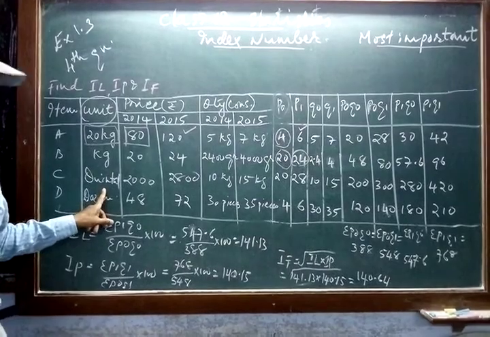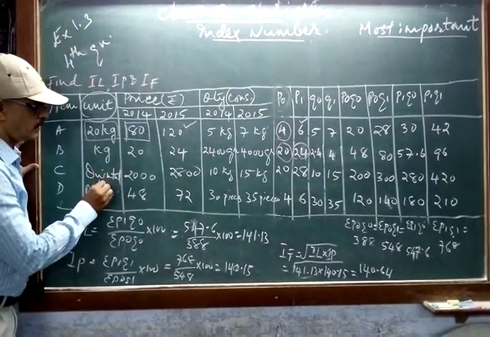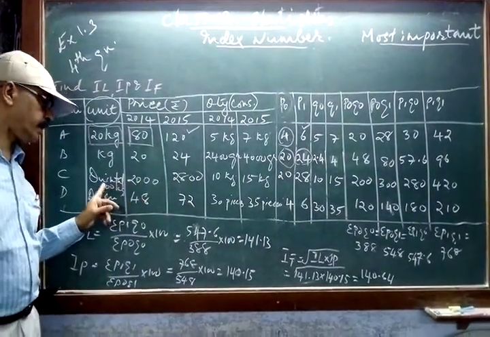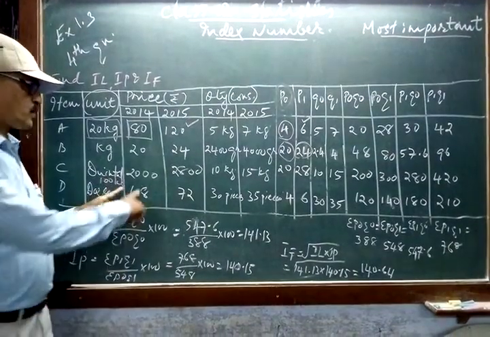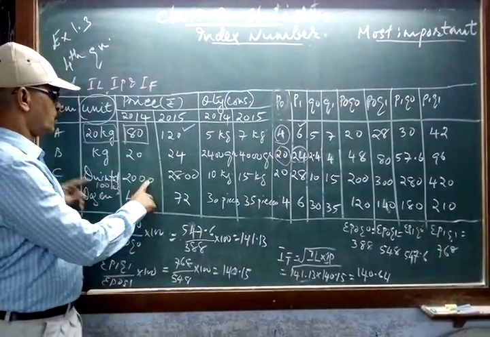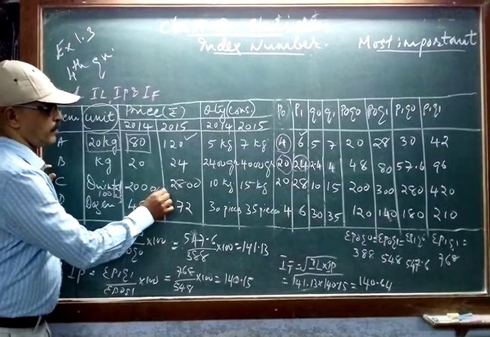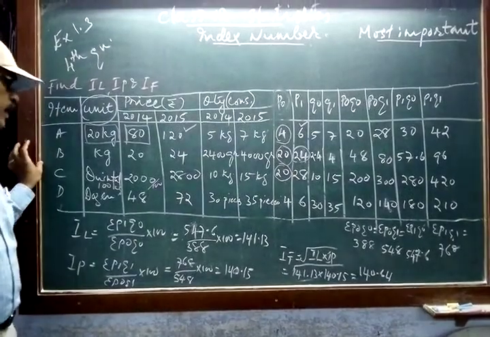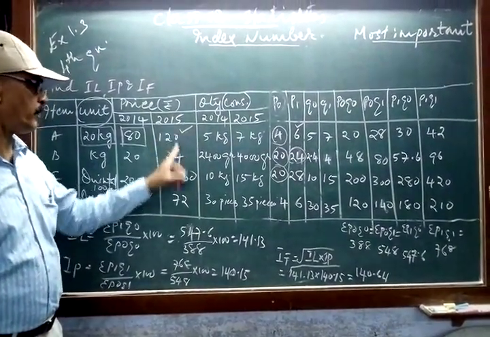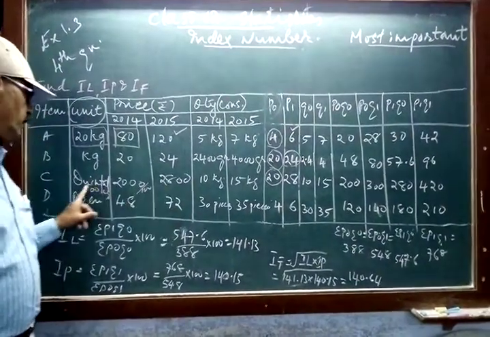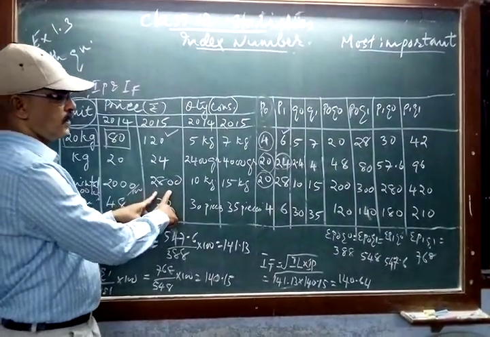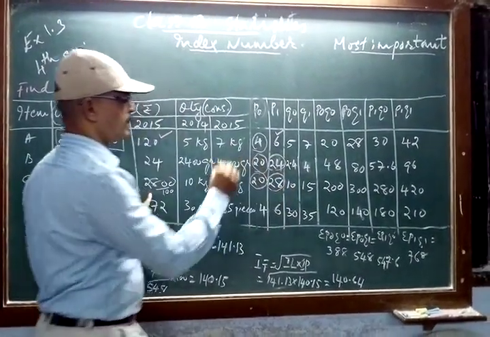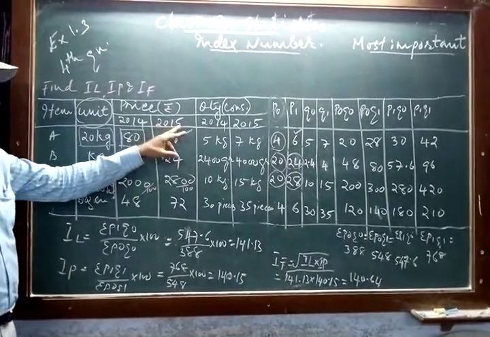Coming to the third item, C. The unit given is quintal. Quintal means 100 kilogram. So you are paying 2000 rupees for 100 kg, not for 1 kg. So P0 will be 2000 divided by 100, which is equal to 20 rupees. In the current year, 2015, 2800 is the price for 1 quintal. So divide 2800 by 100, you will get 28. Therefore P1 is 28 for the year 2015.